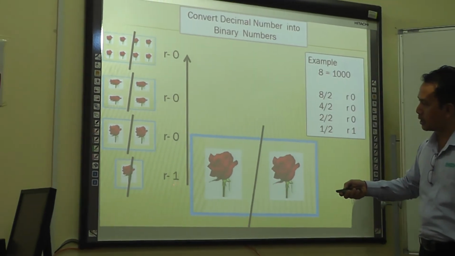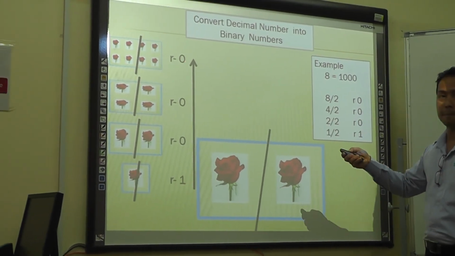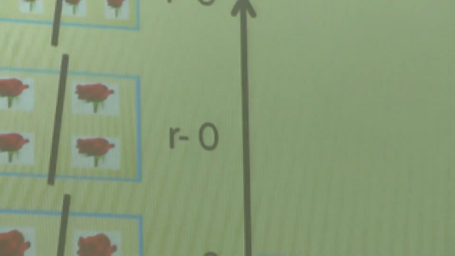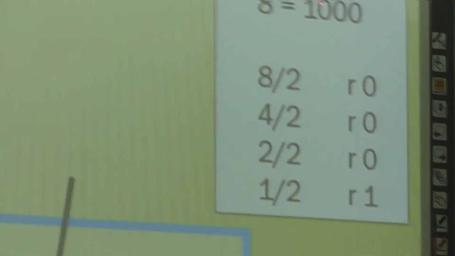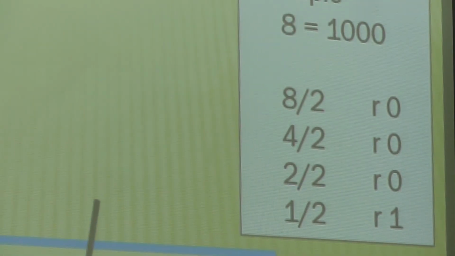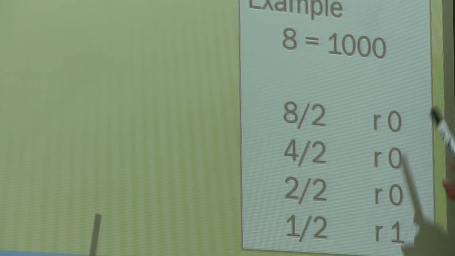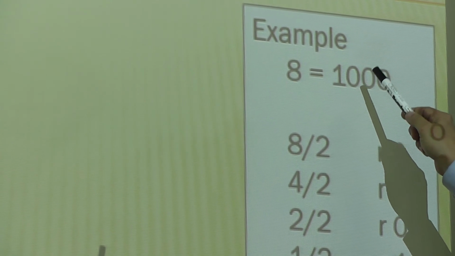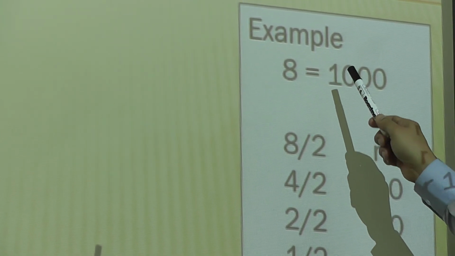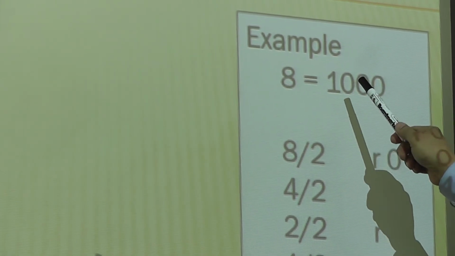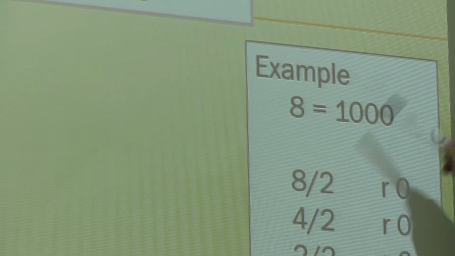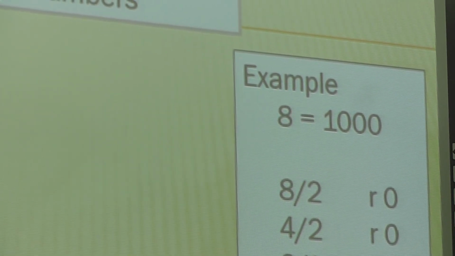Okay, again, write the remainders from down to the top. So the answer will be 1, 0, 0, 0. Okay? So 1, 0, 0, 0. Now let's check again if our answer is correct. 1, 2, 4, 8. So that means the representation of the binary number into decimal number are equal. Okay? That means our answer is correct.